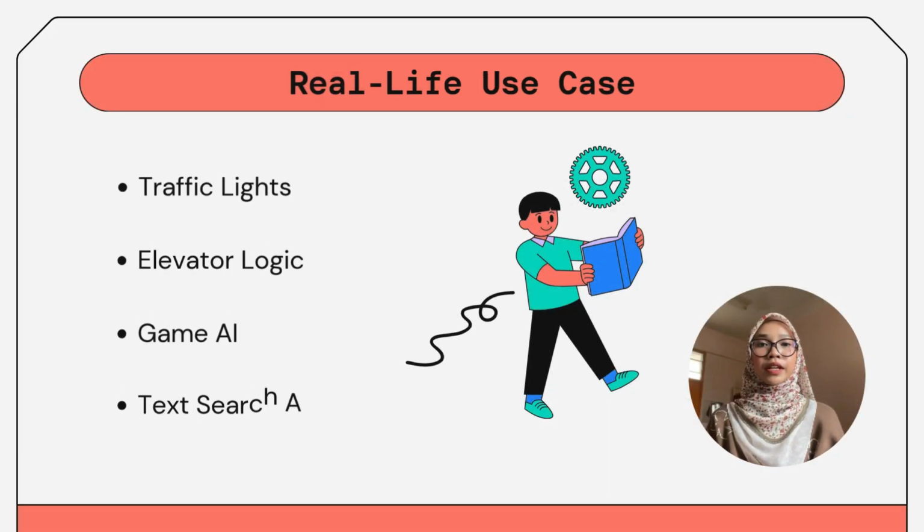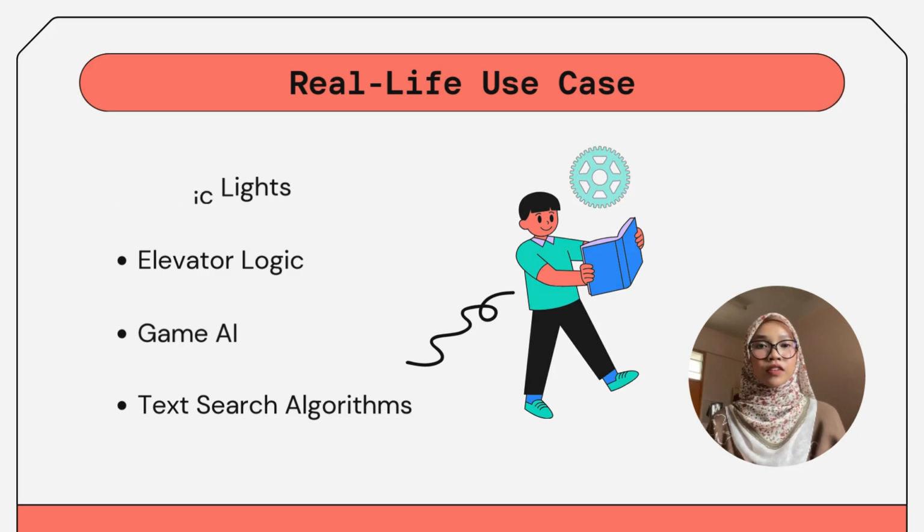FSMs are used in many real-life systems. For example, traffic lights, elevators, game AI, and even text search algorithms. Understanding FSM helps us design better logic in computer science and software development.